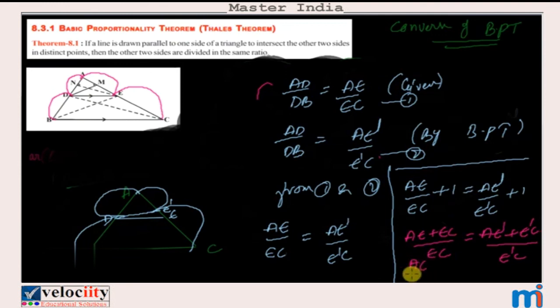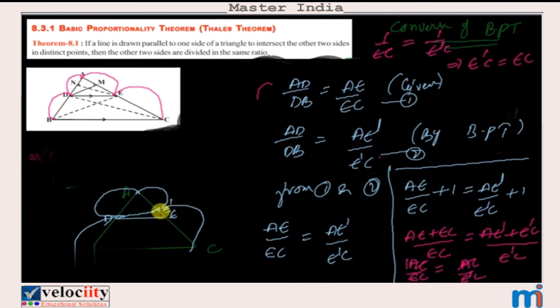So it becomes AC by EC, and on the other side AE dash plus E dash C is nothing but AC, so AC by E dash C. What really happens here? AC and AC get cancelled, so I now have 1 by EC is equal to 1 by E dash C. If I cross multiply, I'll get E dash C is equal to EC.